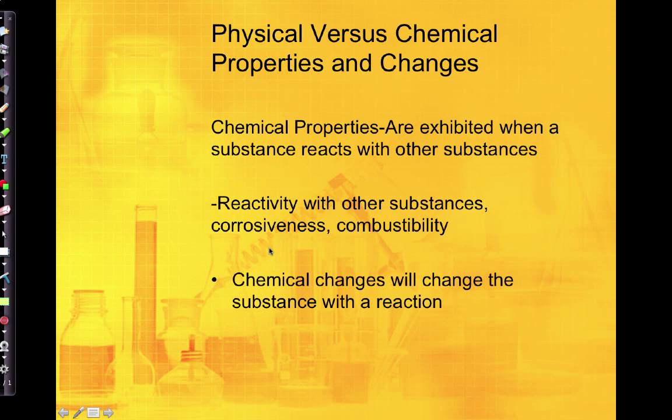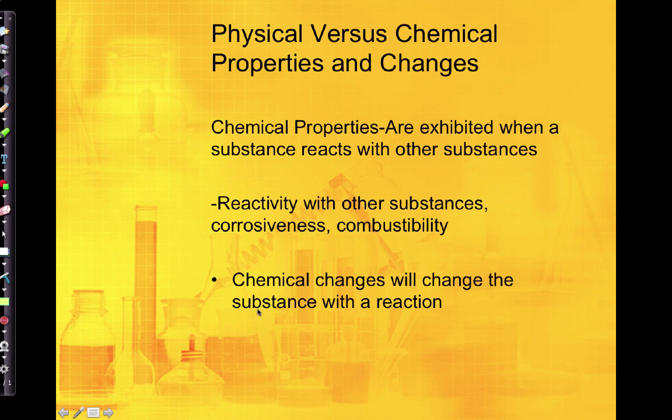So for chemical properties, those can be seen when you have a reaction happen, or even when you have no reaction happen. So basically you're just looking at whether it reacts with another substance or not. So chemical properties involve whether it's reactive to something else, whether it's corrosive, combustible. Will it react with oxygen to make rust? Will it combust, so will it burn in oxygen gas to make other substances?